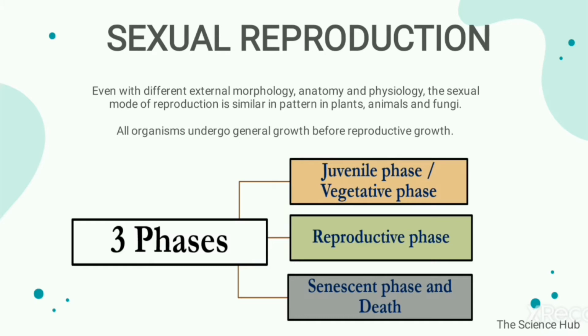Sexual reproduction. Even with different external morphology, anatomy and physiology, the sexual mode of reproduction is similar in pattern in plants, animals and fungi. सारे organisms पहले general growth करेंगे, then after they will have reproductive growth. There are three phases: juvenile or vegetative phase, reproductive phase, senescent phase and death.